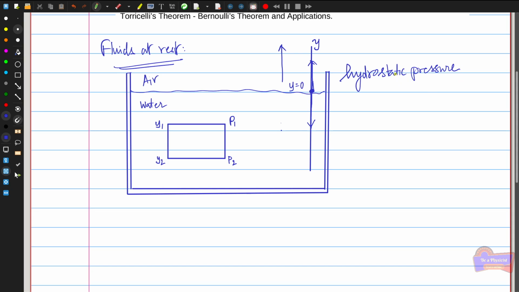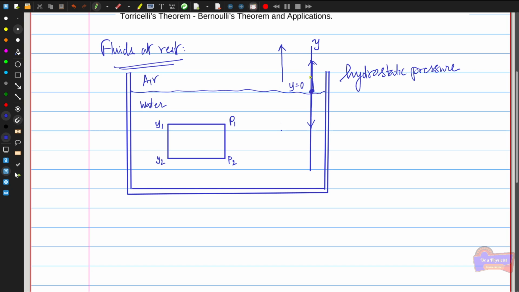Hydrostatic pressure means the fluids are at rest. That means when studying this pressure, the fluid we are considering is in the rest position. In this case, we are going to find the expression for this hydrostatic pressure as a function of altitude or depth. Let us first look at the increase in pressure with depth below the water surface. In the y-axis, the point y equal to 0 represents the contact of the air and water, which is the air-water interface.